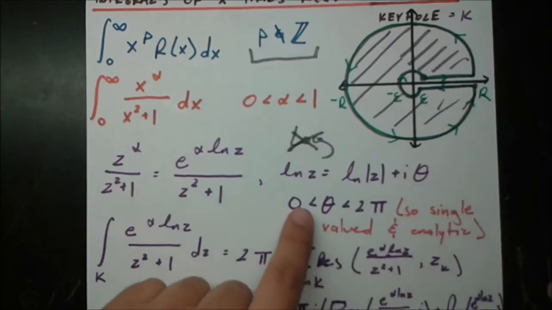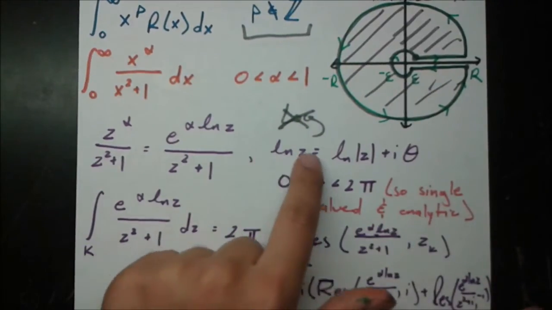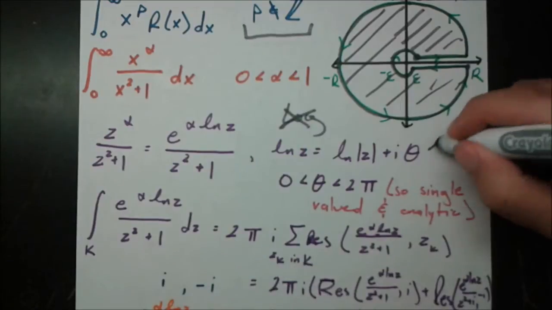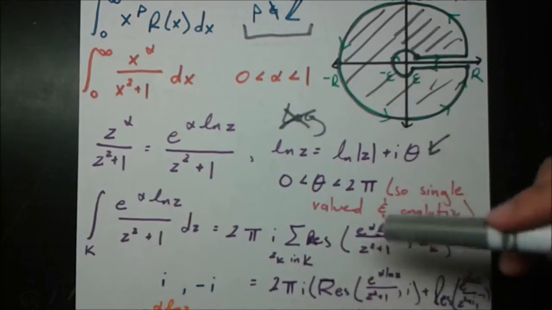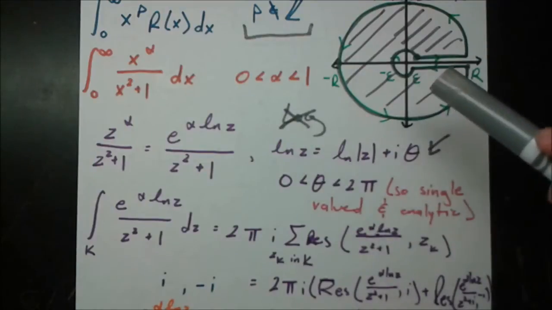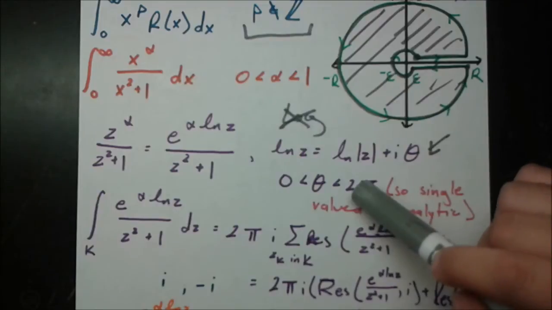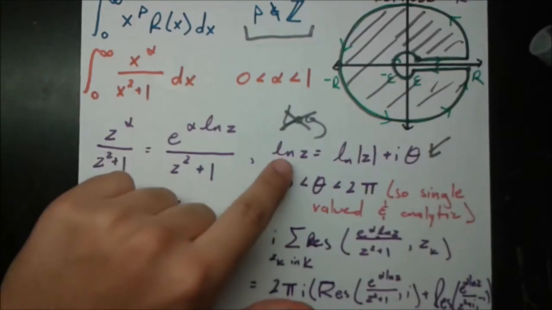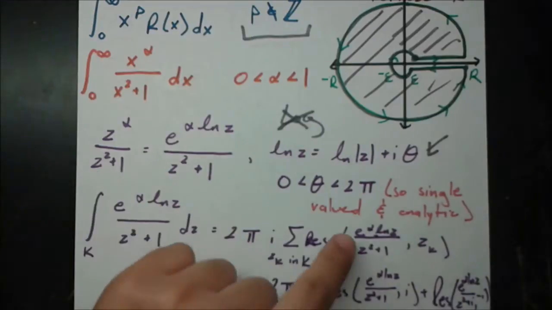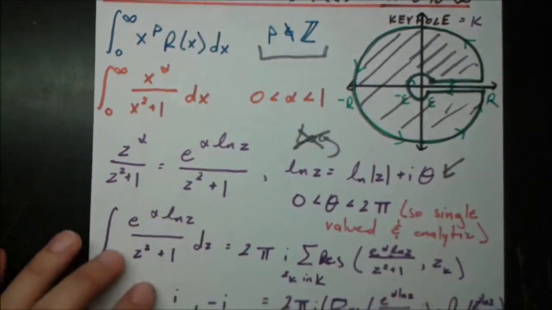So that means that the lower bound of theta is 0 and the upper bound is 2 pi, which means it's single valued, because remember, the only reason this would not be single valued is if we were allowed a big range for theta, which would mean you can have multiple values when you plug in different values of z. But we're not allowing that. It's only single valued. So there's only this small range, this range of size 2 pi. So this ln z that we defined right here is in fact single valued and analytic on this domain that we have defined right here.